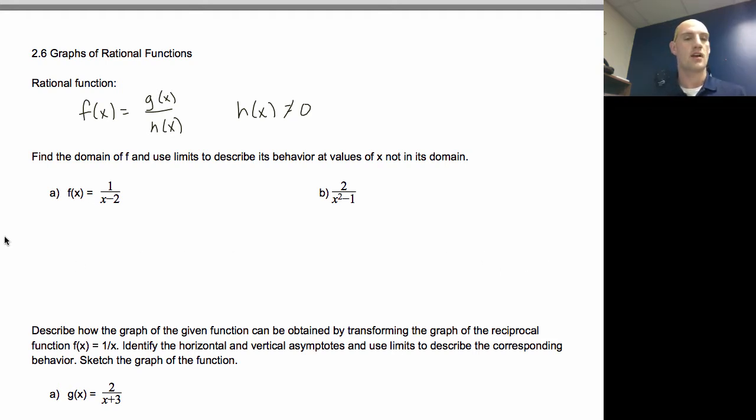All right, first example. Find the domain of f, something we've done before, and use limits to describe its behavior, something we've done before, but at the values of x not in its domain. So that's a little bit different wrinkle.